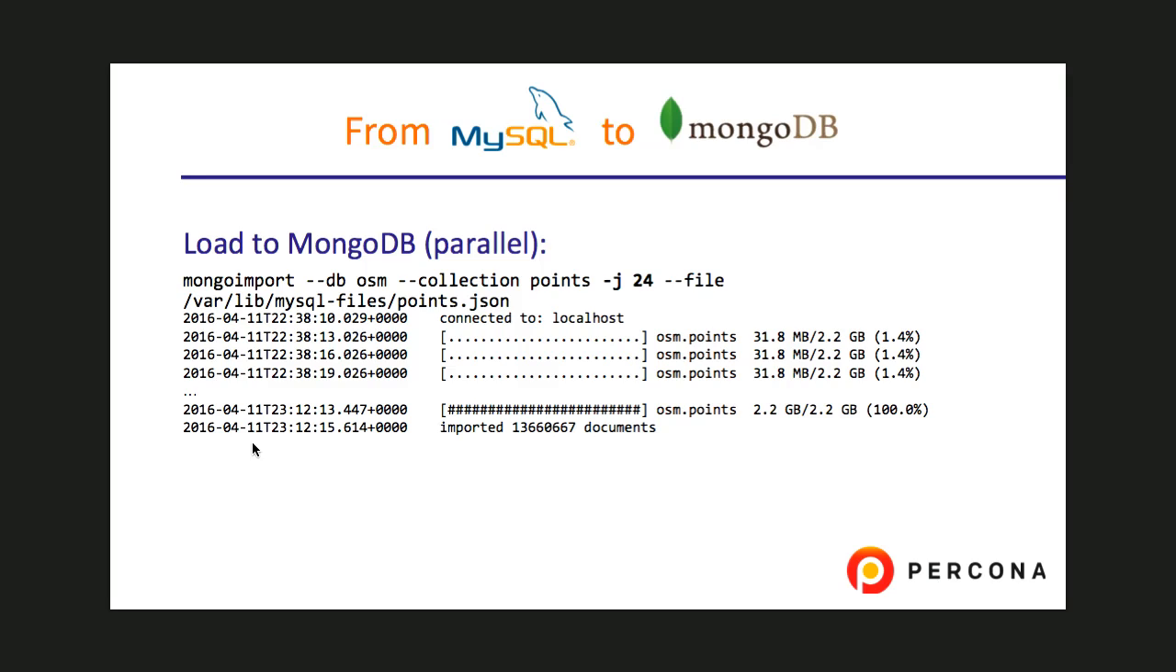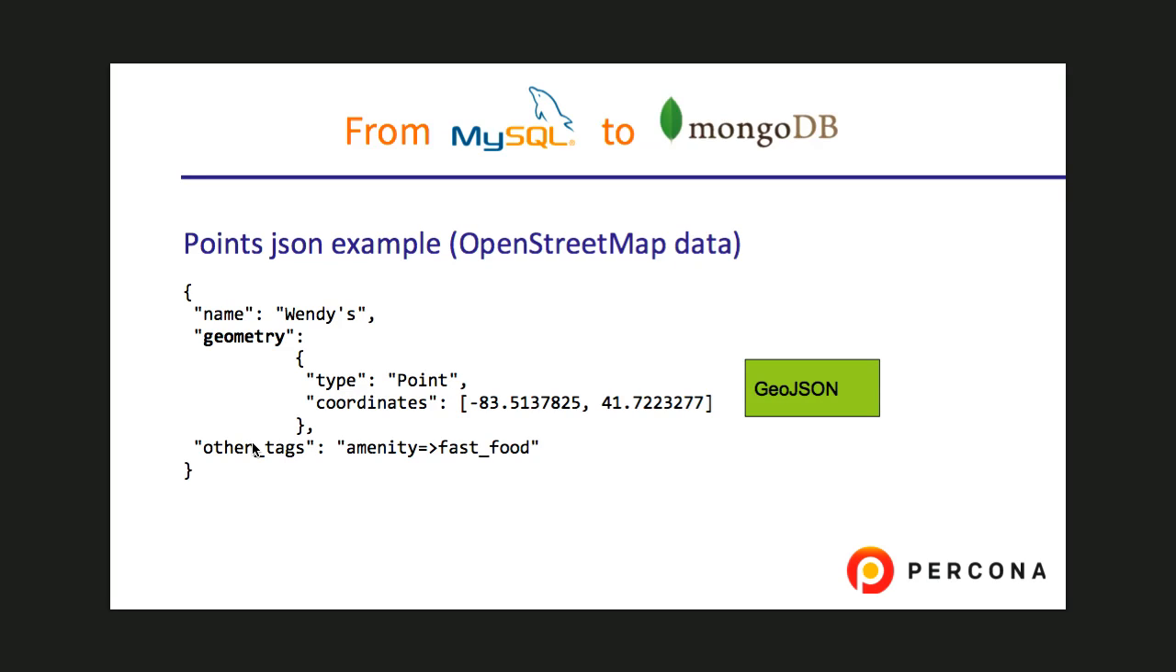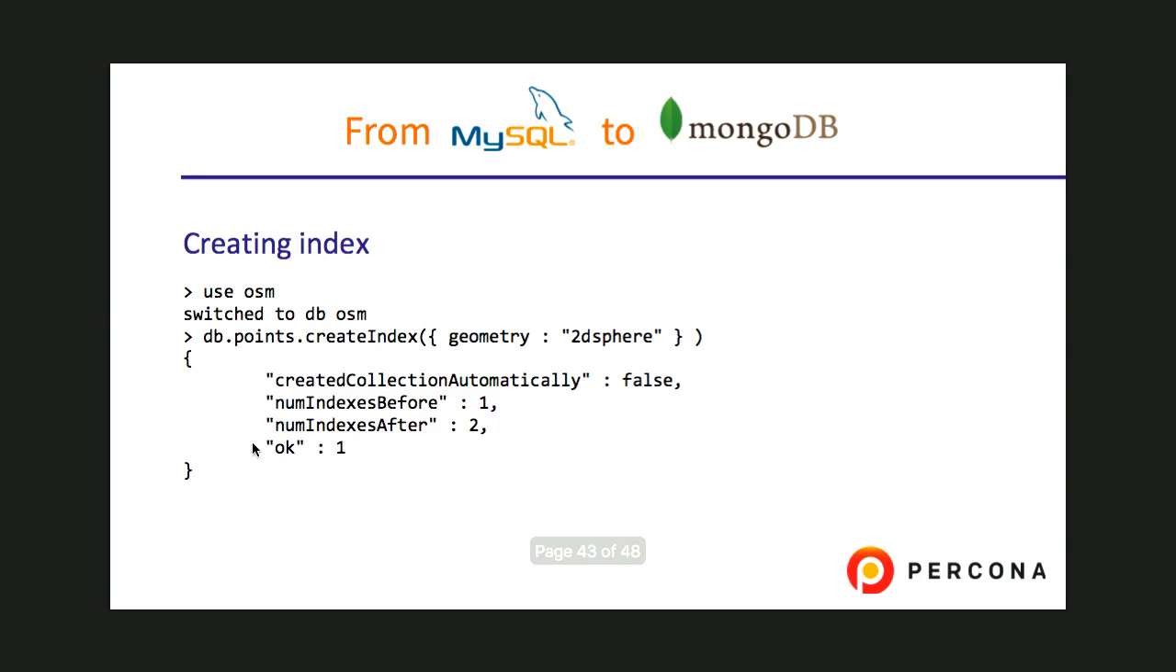Now, to make MongoDB work fast and take advantage of the indexes, we can, of course, create an index. This is just a points JSON example based on the OpenStreetMap data. Now, we want to create a 2dsphere index. So MongoDB, like MySQL, will take advantage of the index to be able to satisfy our spatial queries. All right, so we have created an index on points.